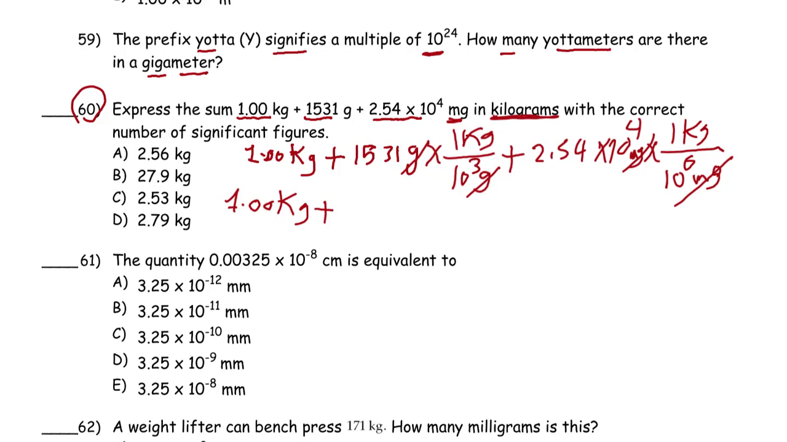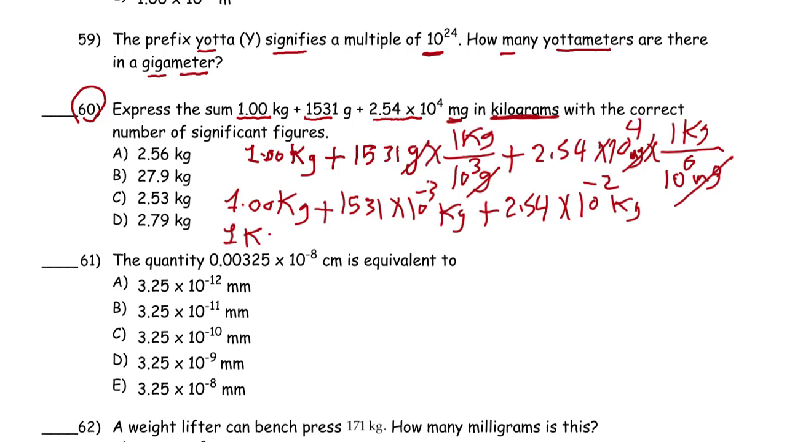This 10 power 3 goes up to become 10 power negative 3. So 1531 times 10 power negative 3 kilogram plus 2.54 times 10 power 4 times 10 power negative 6, right? 10 power negative 6 plus 4, 10 power negative 2 kilogram. So 1 kilogram plus 1.531 kilogram, because for 10 power negative 3 we assume there is a decimal point and move it 3 places, plus here 10 power negative 2 moves the decimal 2 digits, so 0.0254 kilogram. Let's calculate it.